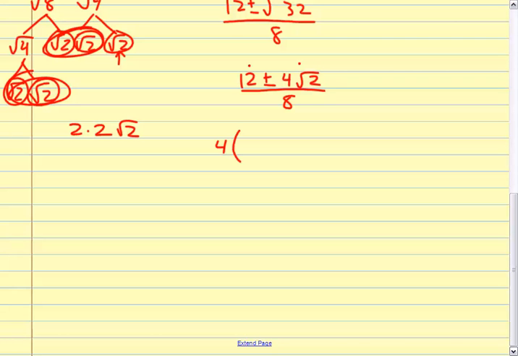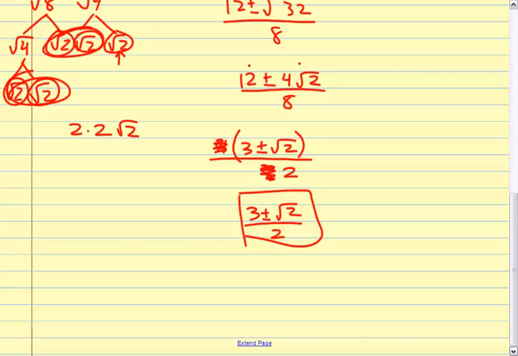All right, 4 times 3 plus or minus root 2, all over 8. Now the 4 cancels with the 8. And I get 3 plus or minus root 2 over 2. That's my answer. Man, that was good.